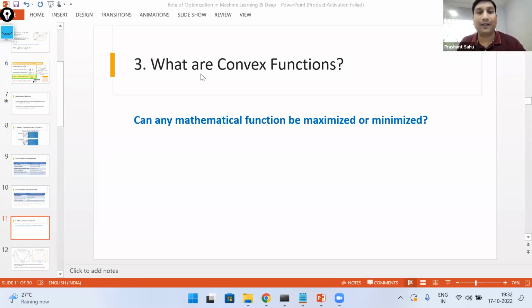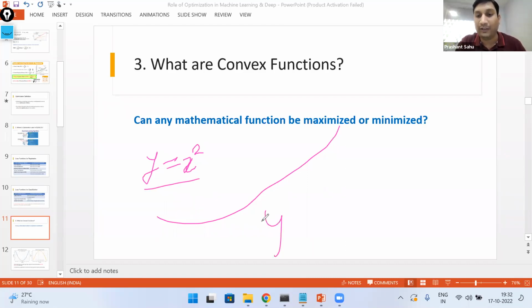Okay, so what if my function is like this? This is my function. It is monotonously increasing. So think about y is equal to x squared, or think about y is equal to e to the power of x. Do you think they will ever have any minima? These are monotonous functions. So monotonous functions do not have any maxima or minima. So not every function can be maximized or minimized.